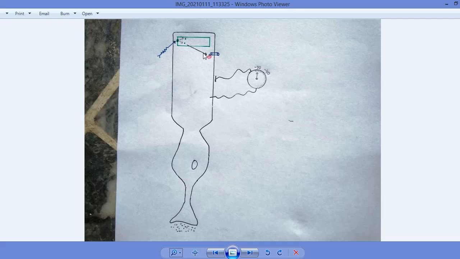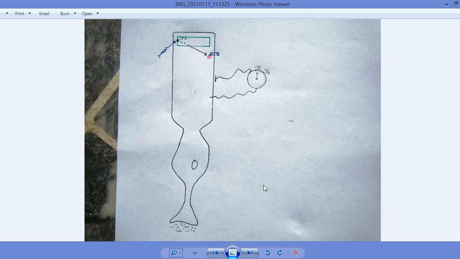When this channel is closed, there is no influx of sodium inside this cell. So when there is no influx of sodium, the internal environment becomes more negative. When the internal environment becomes more negative, the electric potential is shifted from -30 to -70. This will eventually lead to no secretion of neurotransmitter. The neurotransmitter will not be secreted anymore, or a negligible amount will be secreted.